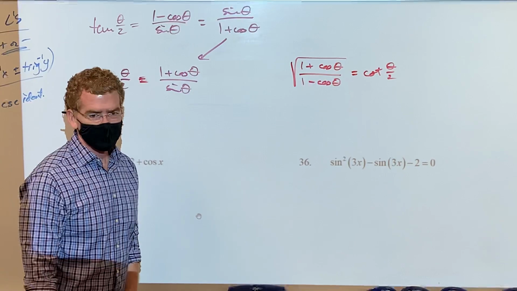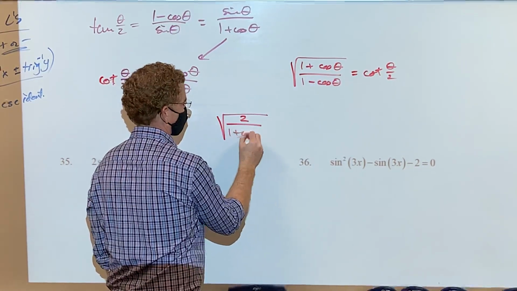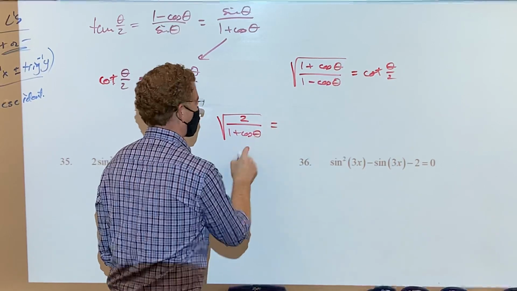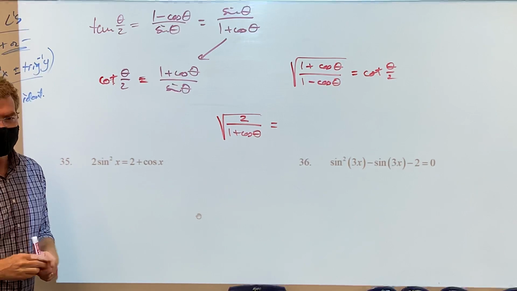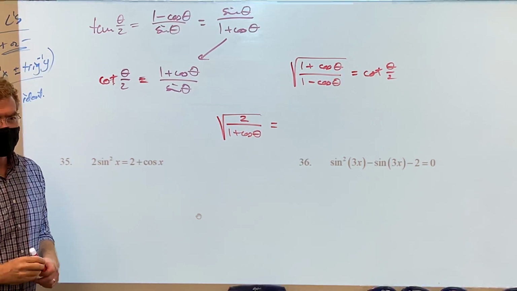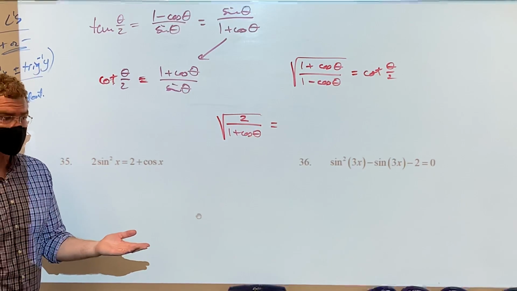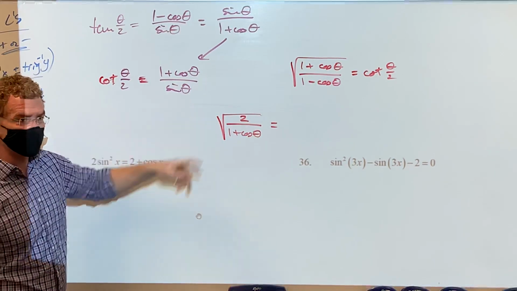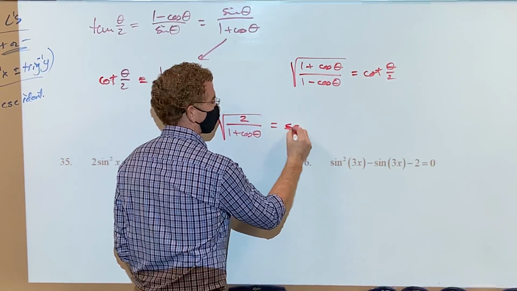Tracking with me? Or if you were to see this, what is that? The reciprocal would be a half angle cosine, right? So if that's the reciprocal of a half angle cosine, then this is going to be a half angle secant.